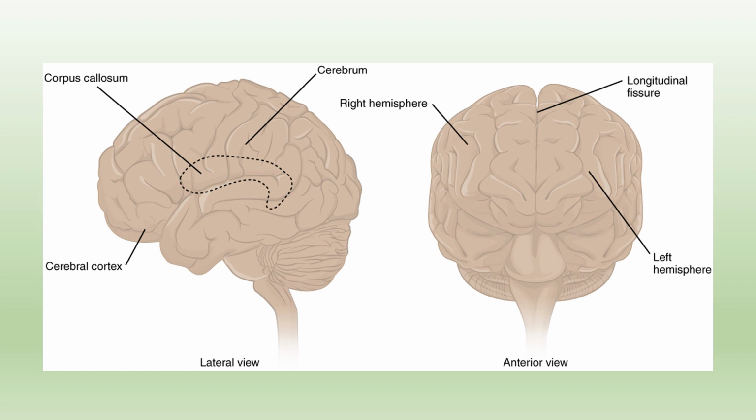So if we look at the diagram of the cerebrum, as I get my laser pointer ready over here, from a lateral view, you can see this portion here is the cerebrum. You can see this dotted outline is showing where the corpus callosum would be, connecting the two hemispheres together. If we look at the anterior view, we have the right hemisphere and the left hemisphere. This is that longitudinal fissure that separates the two hemispheres, one from the other.